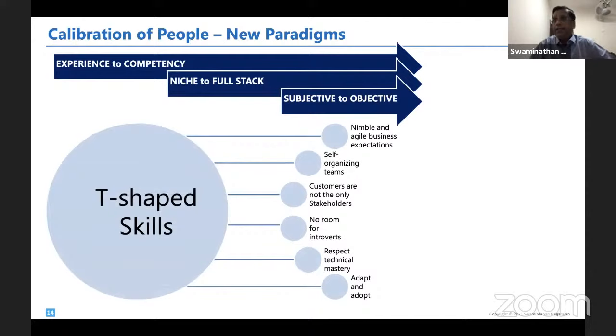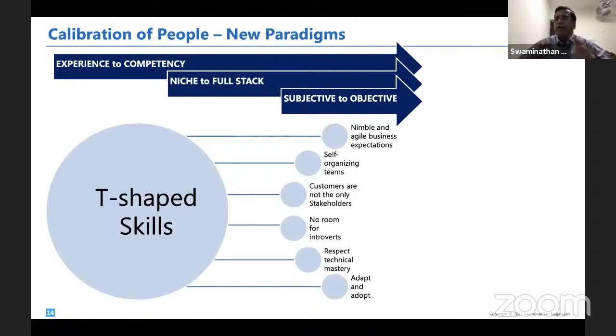Today, as an engineer, as a development engineer, when you enter a system, when you enter a company, you are expected to have T-shaped skills. Why? Because business expectations are agile and nimble. They want faster changes so that they can go to the market and release various new features.